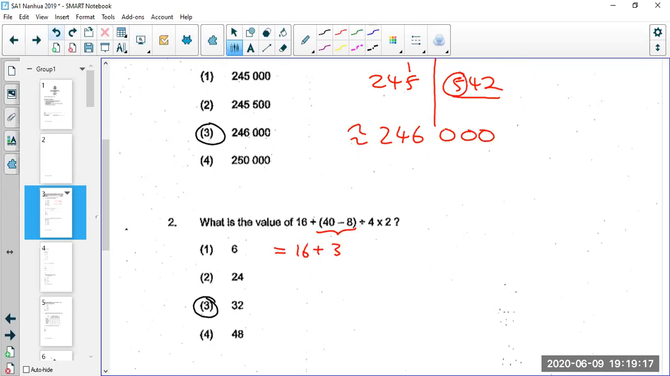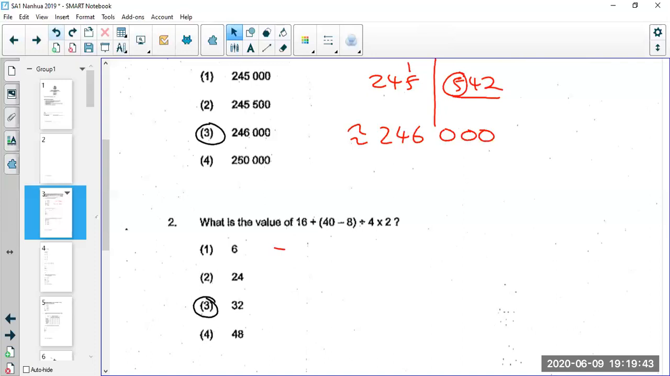Okay, hang on for a while. Let me just, what happened? Okay, hang on for a while. Let's see. Okay, we are back. So 16 plus 40 minus 8. You must do the bracket first. Okay, let's try one more time.